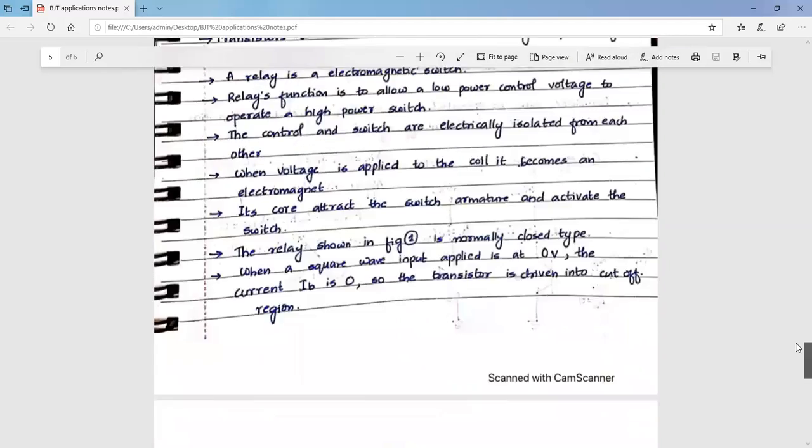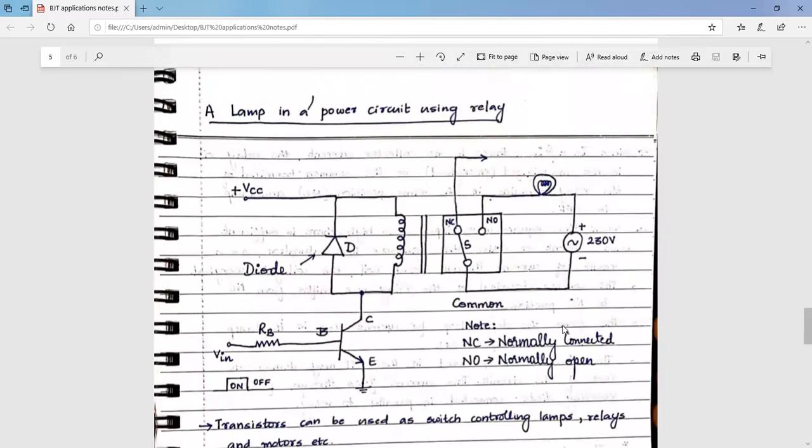Now let us see here. We know that we can give only two inputs, that is 0 volts or plus 5 volts. If there is a voltage or a current flowing through this coil, it will energize and move this switch from NC to NO. But right now, my input Vin is 0, so my IB will also be 0. So let us see that particular case.